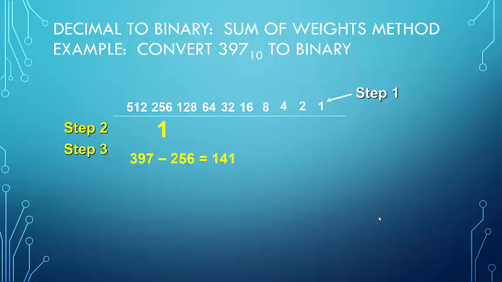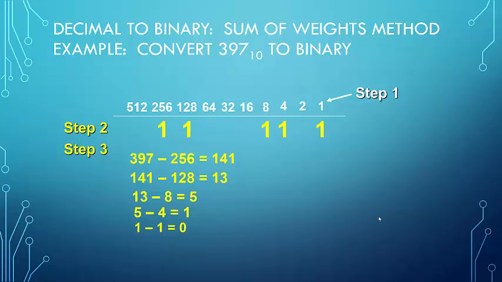So from 141, I can subtract a 128, leaving me with 13. But now I can't subtract a 64 or a 32 or a 16, so the next number that I can subtract is 8. So I'll place a 1 in that column. And that leaves me with 5, so of course I can subtract a 4, which leaves me with 1. Fortunately I can't subtract the 2, but I can subtract that 1, and now I have a difference of 0.